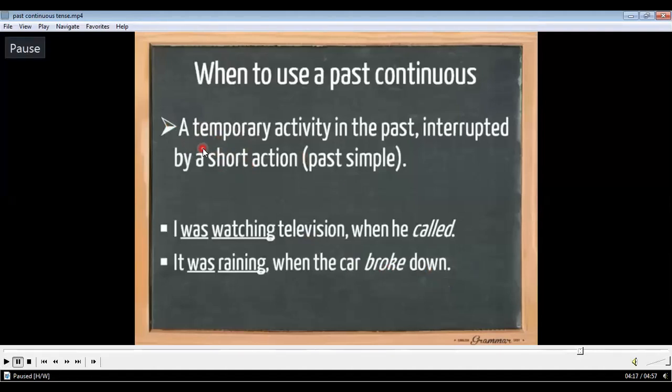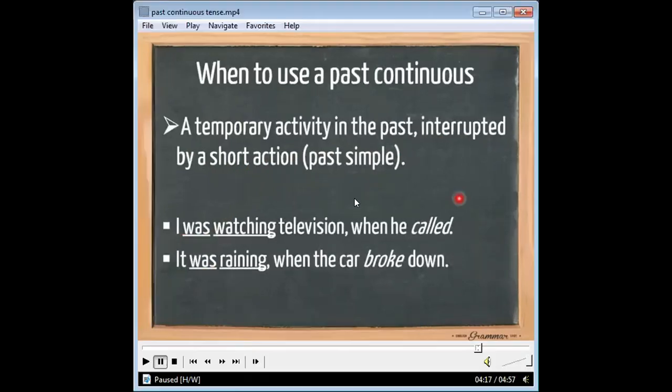So our today's lesson is about this specific use of past continuous, a temporary activity in the past, interrupted by a short action. Interrupted means disturbed, like you are doing something, okay, and someone disturbed your action, or something happened during that action. So we specifically talk about this situation happened in the past, like you were doing something and something else happened, and that thing disturbed your action.